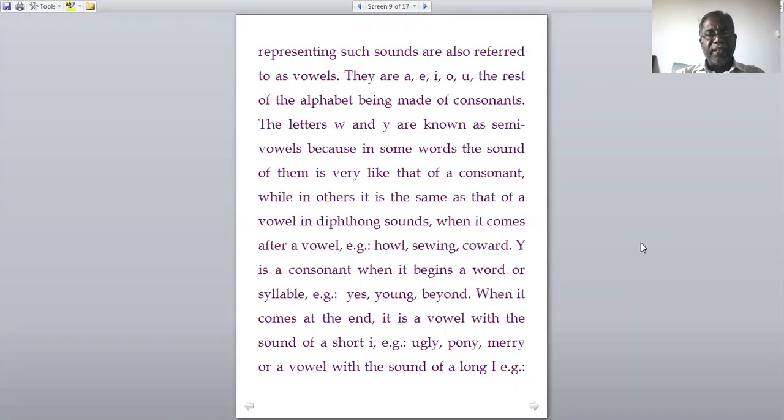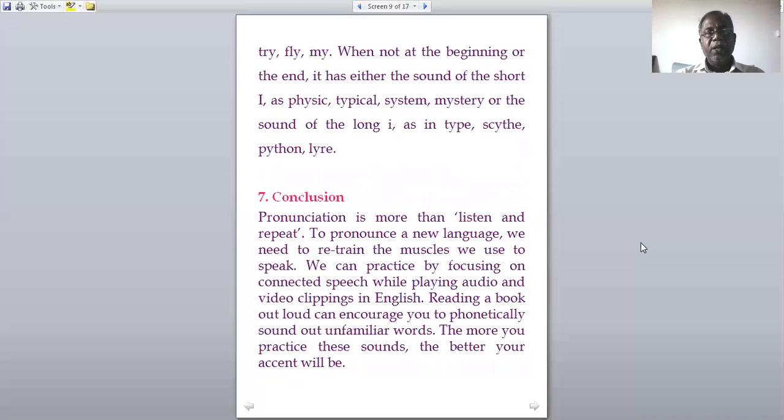When it comes at the end, it is a vowel with the sound of short I, for example, ugly, phony, merry. Same Y, there a semi-vowel. Here see the last letter, very short: ugly, phony, merry. Or a vowel with the sound of long I: try, fly, my. There the last letter has the long sound: try, fly, my.